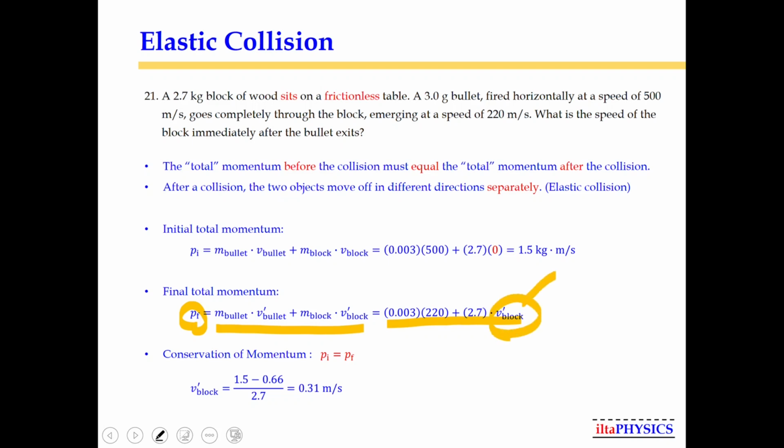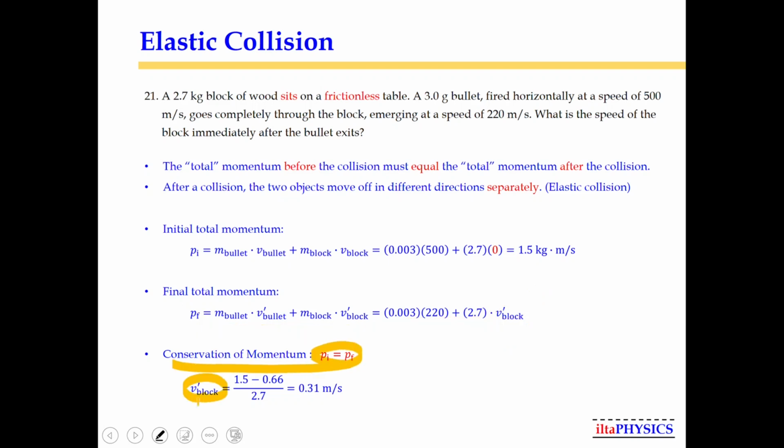Because the momentum before and after must be equal, the velocity of the wooden block after the collision comes out to 0.31 meters per second. This is a very fundamental and typical elastic collision problem. If the bullet had become embedded in the wooden block and they moved together as one, you would solve this as an inelastic collision problem.